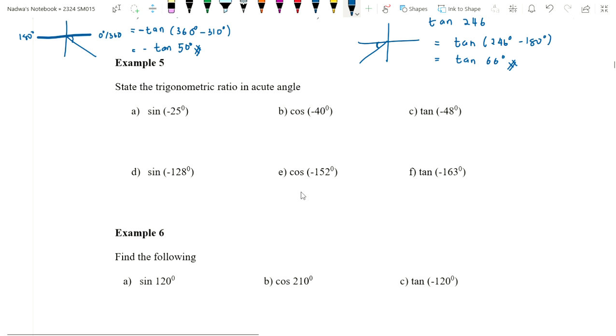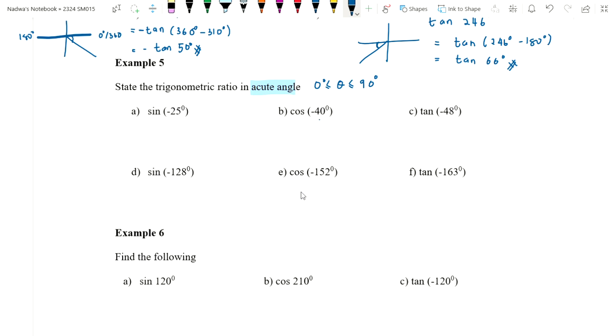So if you can see here, this is not an acute angle, since I said just now, an acute angle must lie between 0 to 90 degrees only. So this is actually in the fourth quadrant. This is actually in the fourth quadrant as well.